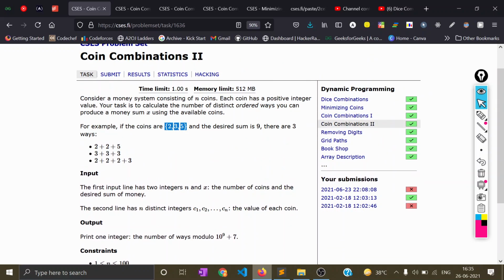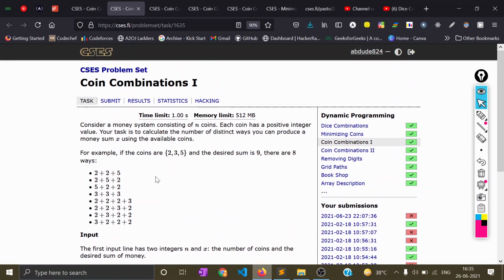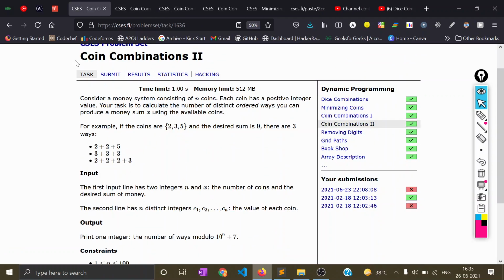So we are being given these coins. We want to make a desired sum, but we want to find the number of distinct ordered ways. In the previous question, I was allowed to make repetitive things like 2 plus 2 plus 5, 2 plus 5 plus 2 were considered different. So we took that into account. But how are we going to solve this question?